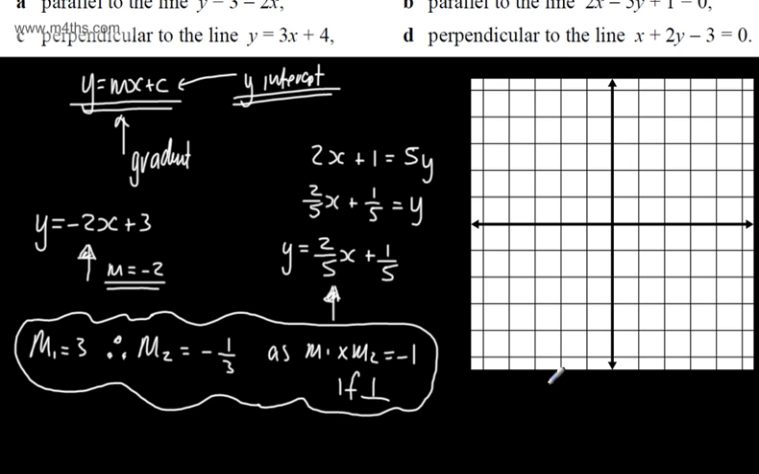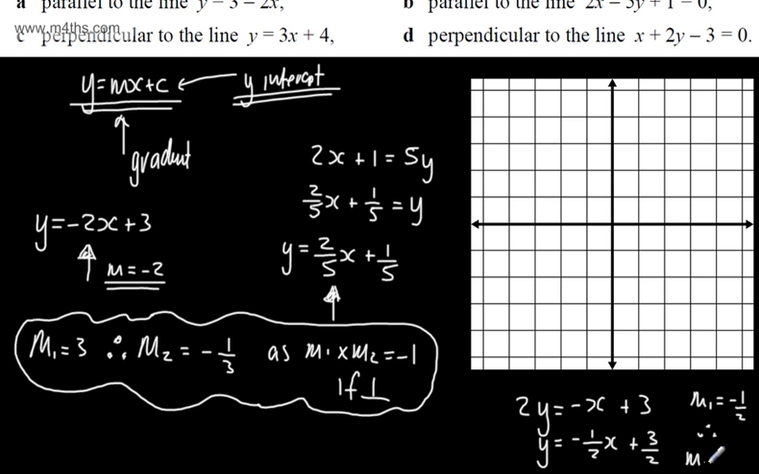Okay, let's look at the gradient perpendicular to this one. So I'm going to write now that 2y is equal to, subtracting x on both sides, -x, and we're going to add 3. Dividing now by the 2, we're going to have -1/2 x, or -x/2, plus 3/2. So the gradient of this line, m1, is going to be equal to -1/2. Therefore, the gradient of the perpendicular is going to be now m2, which is going to be +2, or if you like, +2/1.